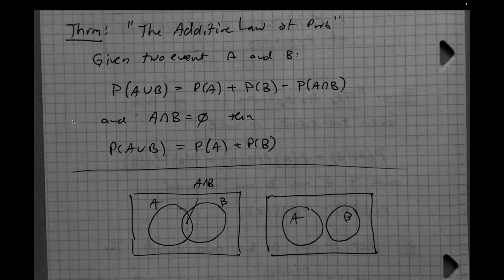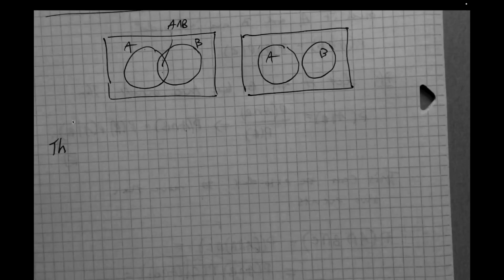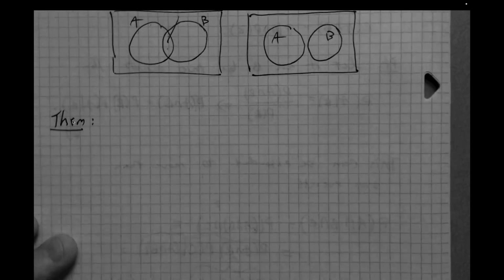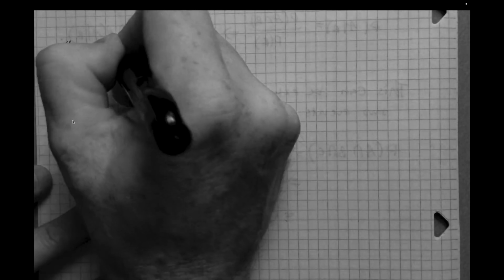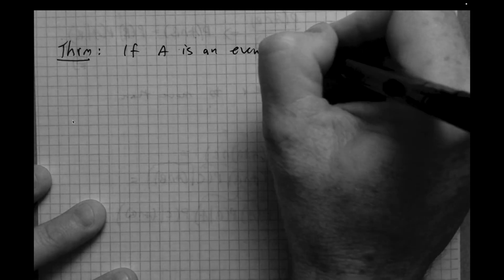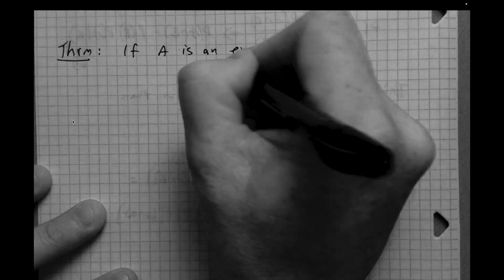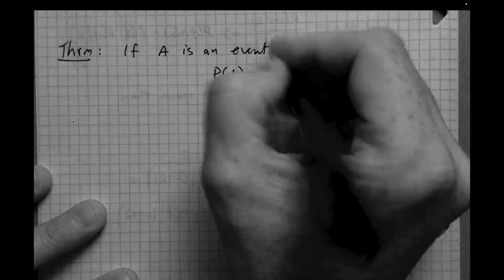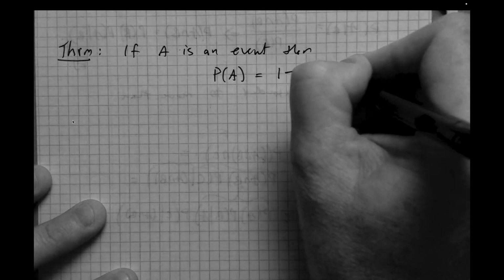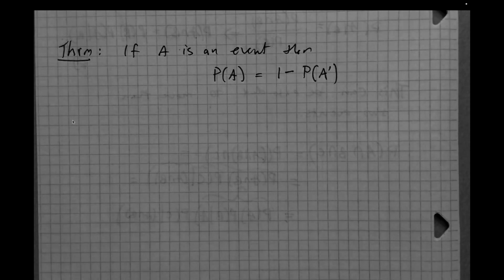Very good. And then just one more thing that we want to state here. And this is a simple thing, but it's extremely useful. And that is this little theorem. If A is an event, then the probability of A is equal to 1 minus the probability of A complement.